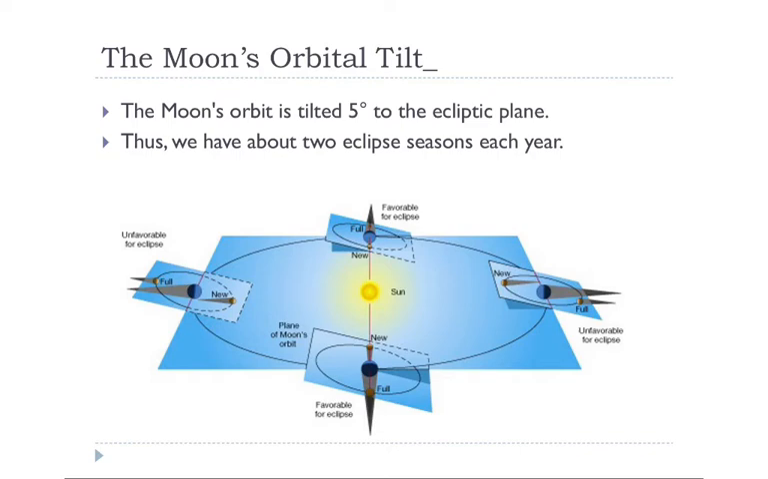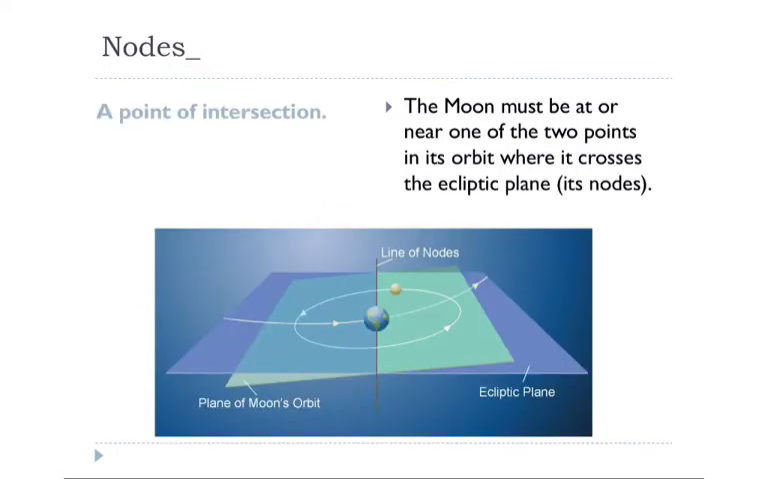Only times they line up are going to be here on these nodes, right on the edges there where both orbits are on the same plane. So we have about 2 eclipse seasons each year. So just another image of the nodes there, again, where these planes intersect.